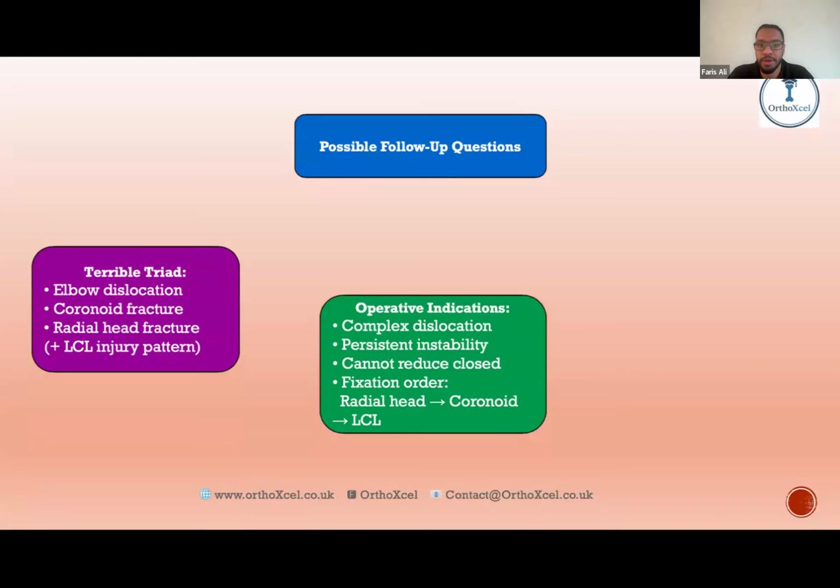Other things they can ask about are operative indications. So when do we operate on these? If it's a complex dislocation, persistent instability, cannot reduce closed, and the fixation order. They love to ask this question about what's your order of fixation. So it's always radial head, coronoid, and the lateral collateral ligament.